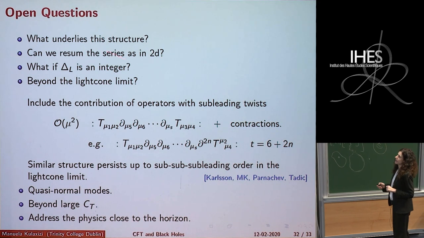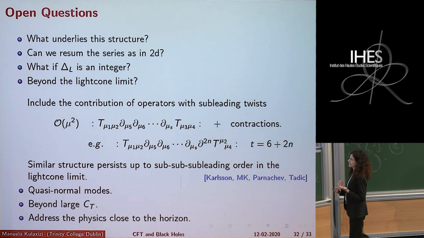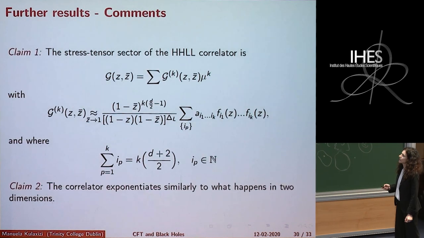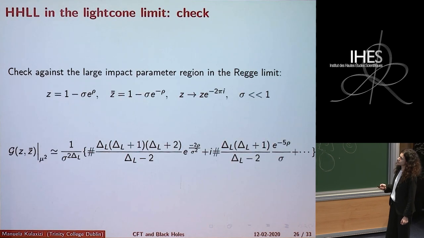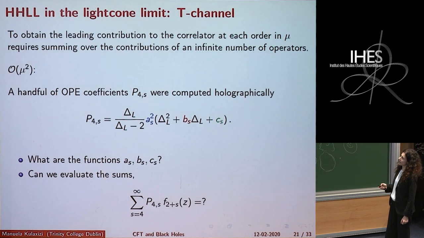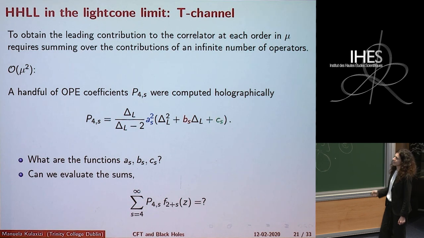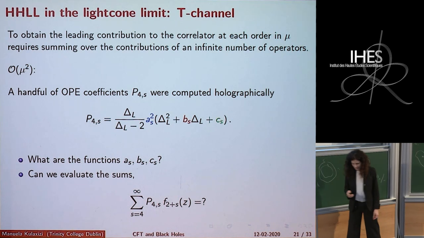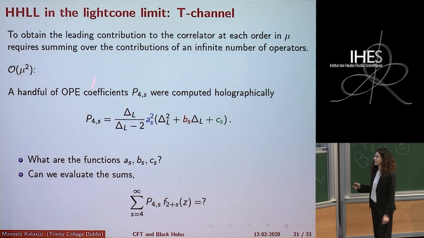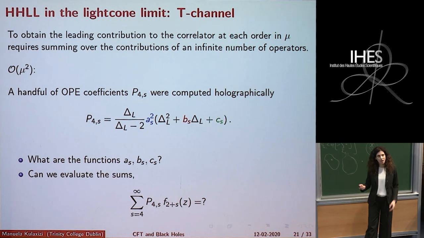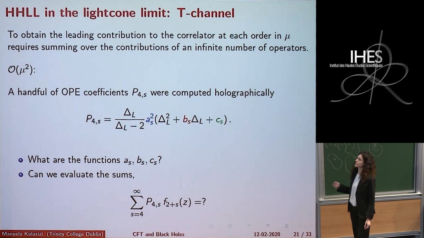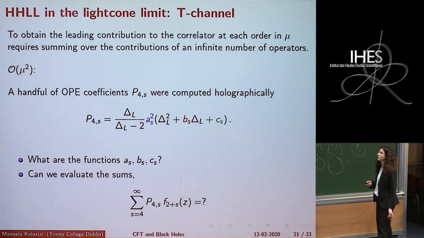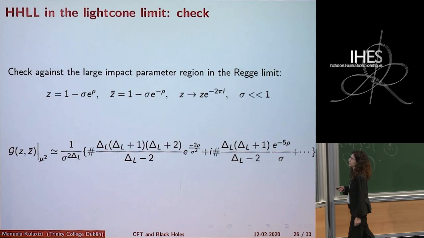Now another question is what happens when delta light is an integer? I didn't say anything specific to that, but some of you may have noticed that these OPE coefficients that I wrote schematically have a denominator that is equal to delta L minus 2. And you wouldn't expect, obviously, to have any divergence here. What happens is that when the light scalar has dimension equal to 2, there are composite scalar operators which contribute to the same order in the light cone limit as a multi-stress tensor operator, and you have to solve some mixing problem in order to determine the OPE coefficients.